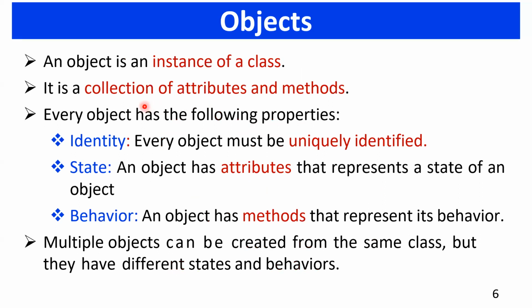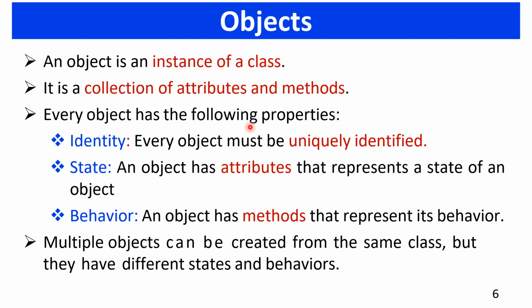Let's see what an object is. An object is an instance of a class. That means if you consider a class as a data type, you can consider an object as a variable of that class. It is an instance of a class, which is a collection of attributes and methods. Whenever we define a class, we associate certain attributes and functions to that class, and depending on the object that we create, each object can have its own attributes and associated methods.